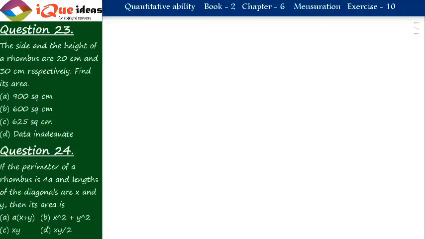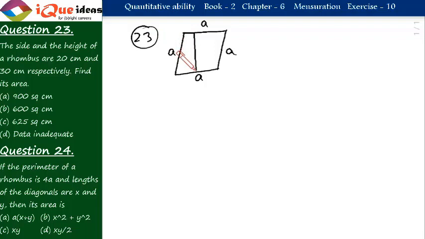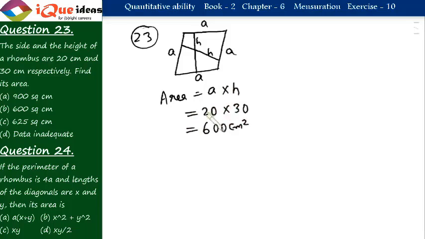Okay. Now let's take up question number 23. It says the side and the height of a rhombus are 20 centimeter and 30 centimeter. Please understand that in rhombus, all sides are same. Alright. So whichever height you take, it is going to be the same, whether it is this height or this height. So straight away area would be equal to base A into height H. It is going to be same in any case. So side is 20, height is 30. So 20 into 30 is 600 centimeter square. Now some people will mark the answer as data inadequate, thinking about which side is given or which height is given. Remember, in rhombus all the sides are equal, so all the heights would also be equal.